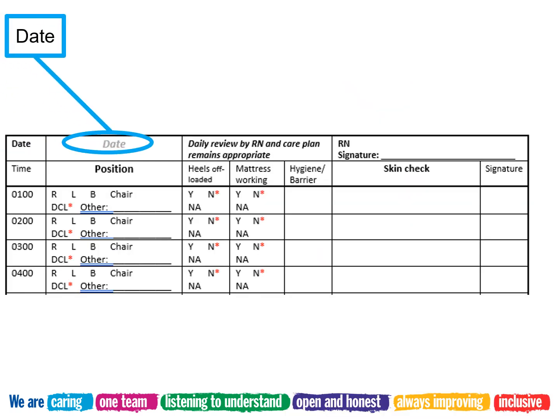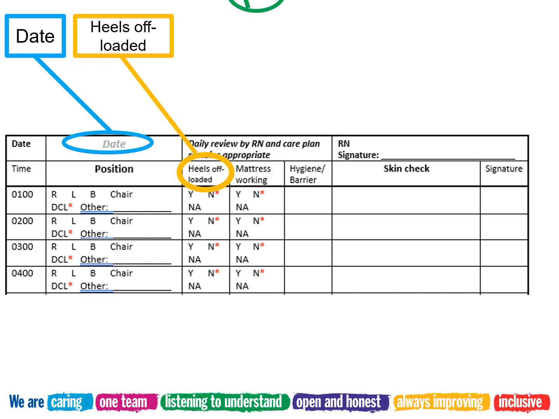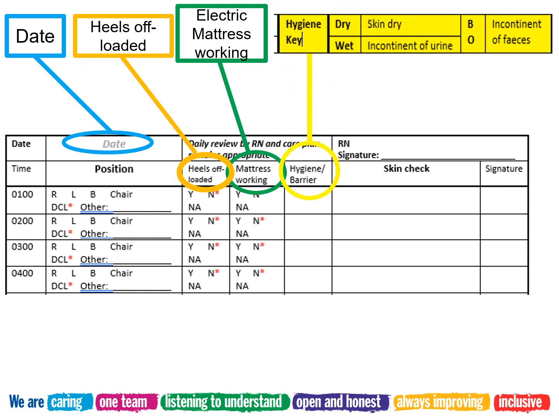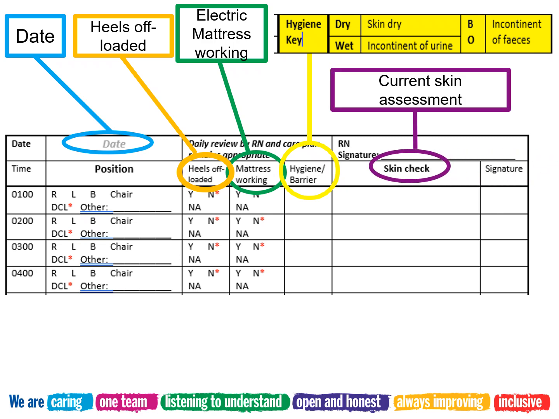So to begin with, we have the date and a part referring to heel offloading, giving the options of yes, no or not applicable. Is the electric mattress working? Again, yes, no or not applicable. If the mattress in use is non-powered, then this will obviously be NA. Under hygiene, we have the key at the bottom of the bundle to note if the patient has been dry, wet, incontinent of faeces, and a section for the skin check where we will note the skin condition at that time. The entry should be signed by those delivering the care.